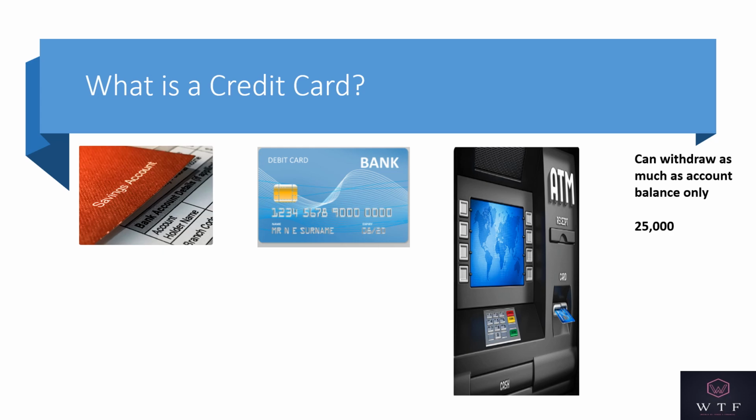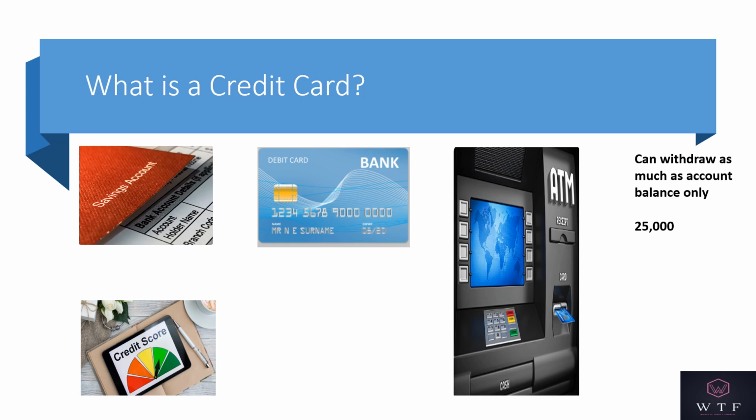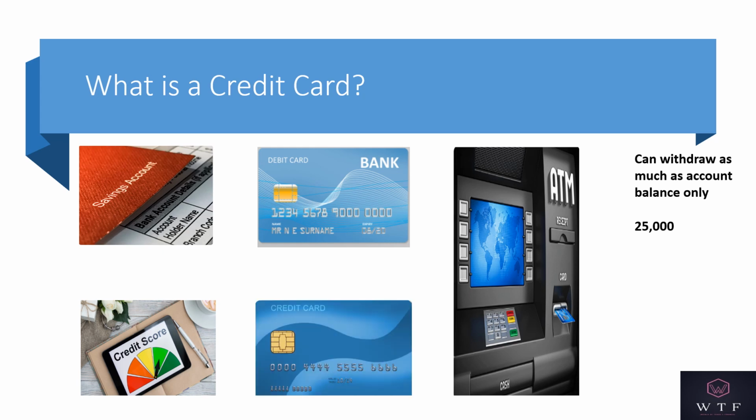So for example, if you have 25,000 rupees in your bank account, you can only withdraw a maximum of 25,000 rupees from any ATM. However, there's another tool which is based on your credit score, your income, and a lot of other factors which banks provide, which is called a credit card. This credit card has a certain limit which you can use and repay and then use again.